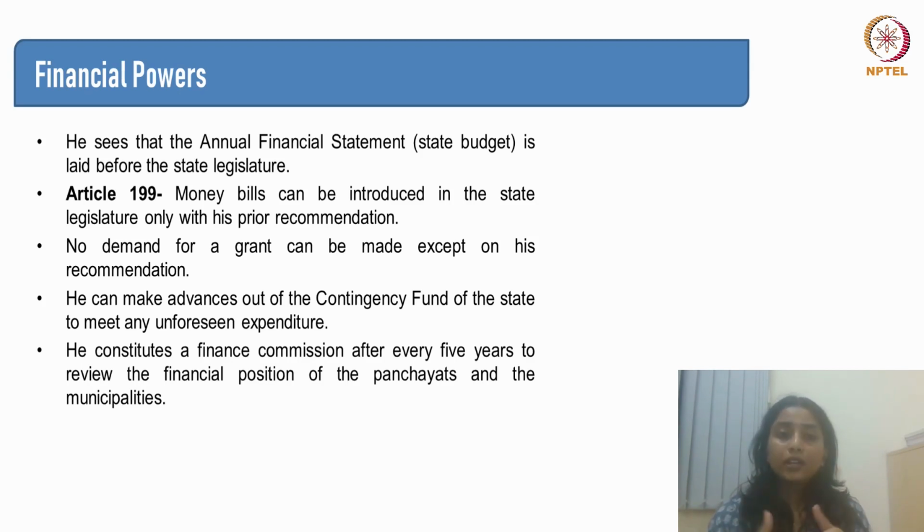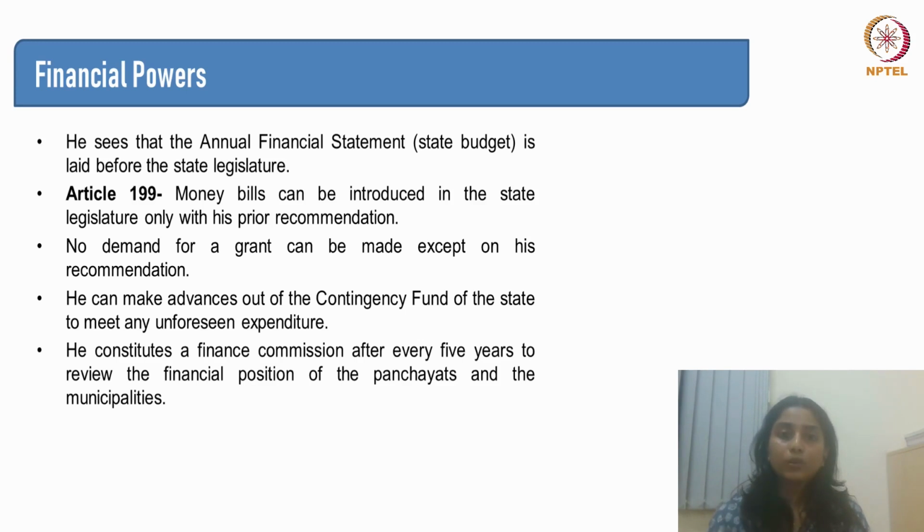The governor can also make advances out of the contingency fund of the state to meet any unforeseen expenditure. So contingency funds, say there is a natural calamity or a disaster. So the governor can make advances out of the contingency fund to meet such unforeseen expenditure. The governor also constitutes a finance commission every 5 years to review the financial position of the panchayats and the municipality. So these are the financial powers of the governor.